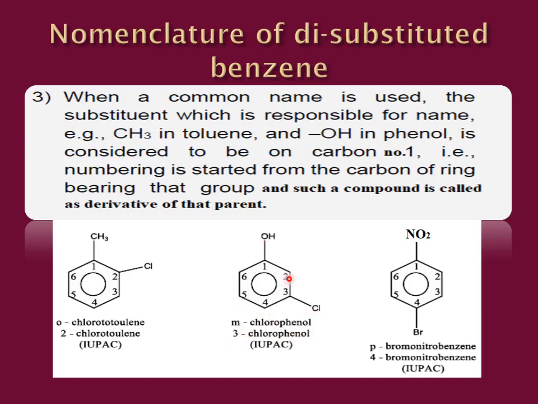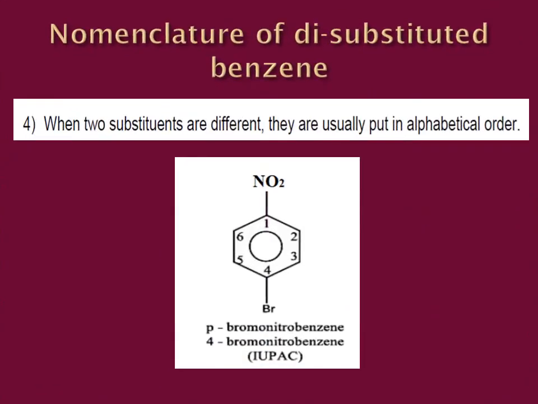Another example is para-bromonitrobenzene. Now if we are not having bromine over here, this is nitrobenzene. And para-bromonitrobenzene is the derivative of nitrobenzene. The IUPAC name is 4-bromonitrobenzene. Now students, when two substituents are different, they are usually put in alphabetical order.